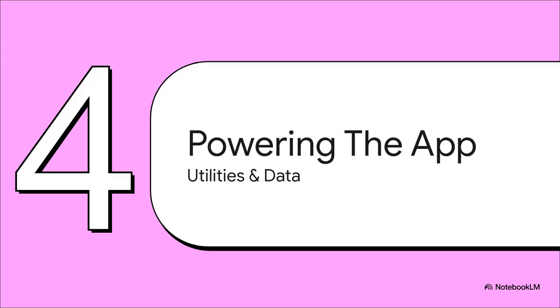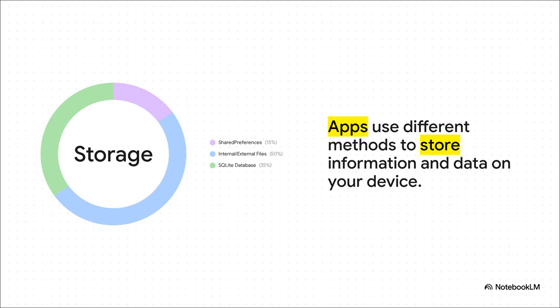Okay, so our skyscraper is built, it's all furnished, but it's just an empty shell without power, water, and an internet connection, right? An app is no different. It absolutely needs data and connectivity to be useful. So let's talk about how we power this thing up. So where does an app keep all its stuff? Well, it's got a few different storage closets, you could say. For tiny things like your user settings, it uses something called shared preferences. For bigger files, think about your downloaded Spotify playlists or the photos you edit, it uses internal or external storage. And for really organized information, like your entire contact list, it uses a proper database called SQLite.